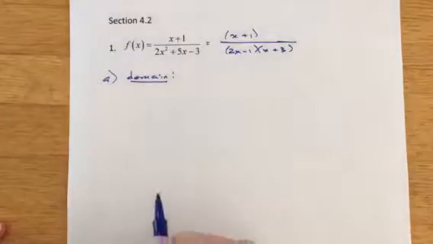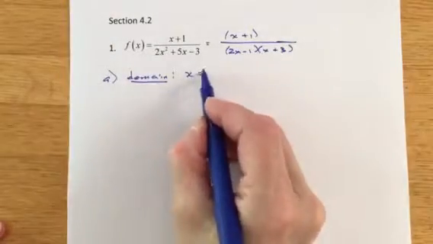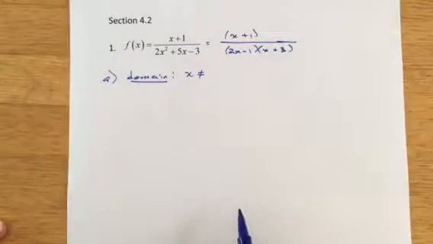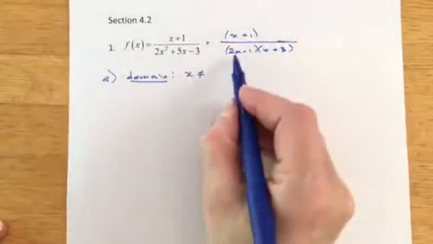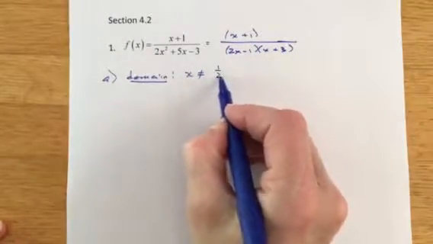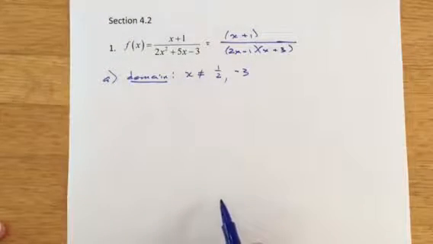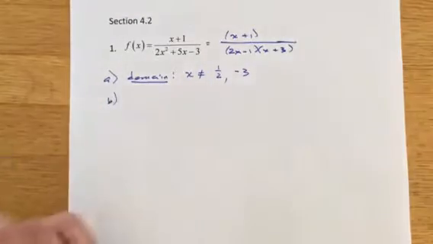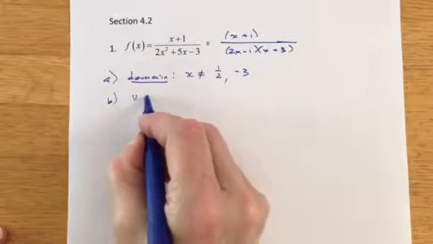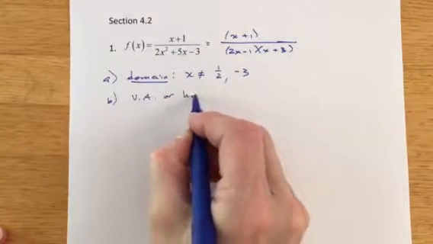And we can't allow for 0 denominators, so x cannot be any number that results in a 0 denominator. So in our case, 2x minus 1 would give us x can't be a half. X plus 3 means x can't be negative 3. Okay, so we have a graph everywhere but at 1/2 and negative 3. Okay, which leads us to our second question, which is to find all the vertical asymptotes or holes.